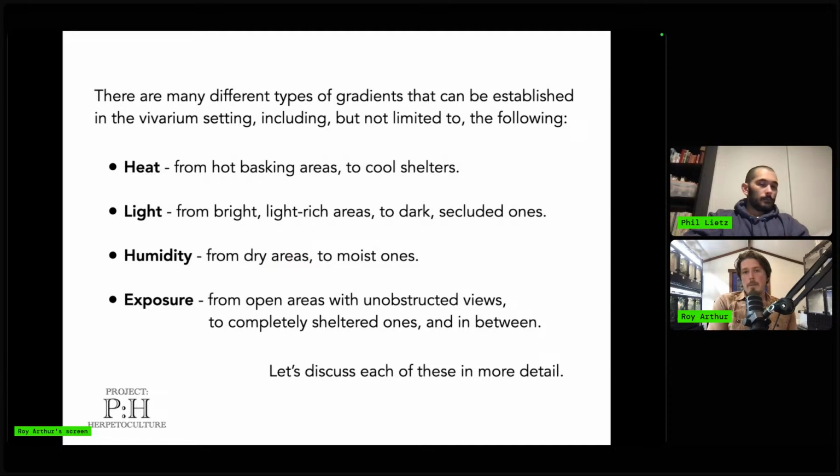So there are many different types of gradients that can be established in the vivarium setting, including but not limited to the following: heat, from hot basking areas to cool shelters; light, from bright, light rich areas to dark, secluded ones; humidity, from dry areas to moist ones; and another one that I like to talk about a lot is exposure. So from open areas with unobstructed views to completely sheltered ones and in between. We're going to discuss each of these in more detail in the remainder of our presentation here.